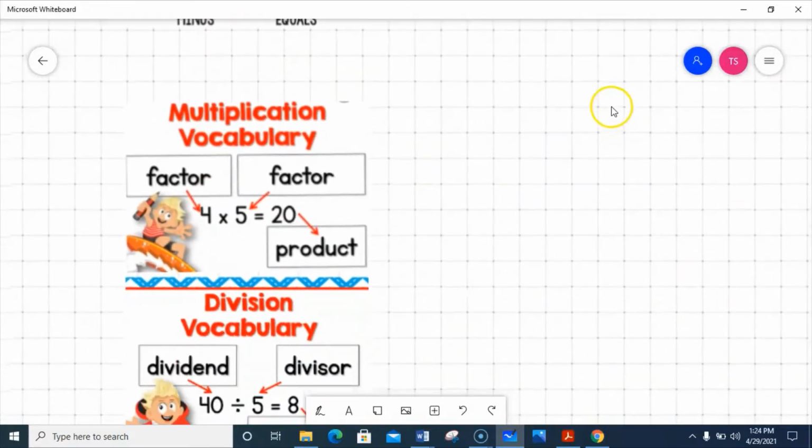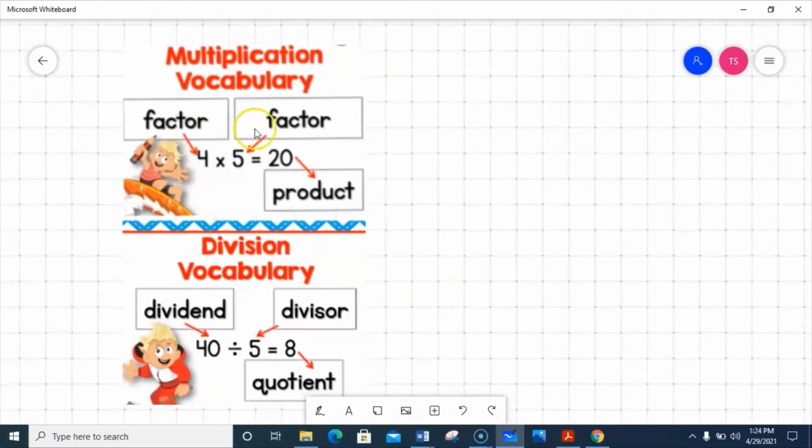Multiplication vocabulary. It's factor, those two numbers we put together in our multiplication to get our product. And there's a commutative property of multiplication, which means we can switch numbers around. 5 times 4 is also 20.